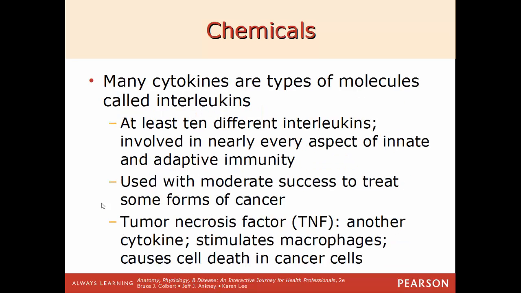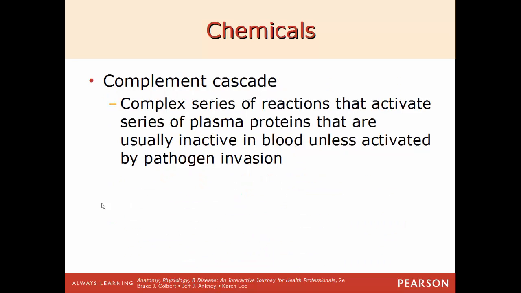Now, many cytokines are types of molecules called interleukins. There are at least 10 different interleukins involved in every aspect of the innate immune response and your adaptive immunity. These have been used with moderate success to treat some forms of cancers. An example of that would be TNF, tumor necrosis factor. This is another cytokine that will stimulate macrophages, and this causes cell death in cancer cells. Next thing we'll talk about is something called the Complement Cascade.